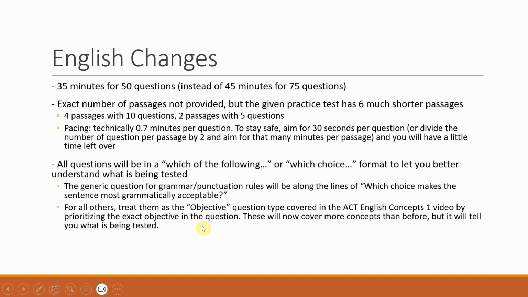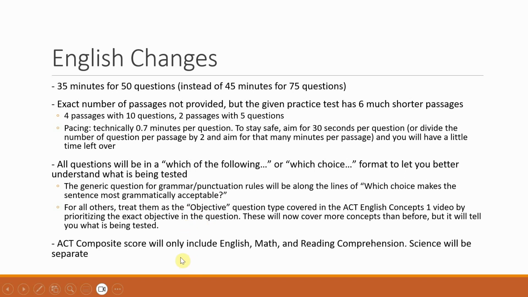The final change is that the composite score that you're going to get for the ACT is now only going to include English, math, and reading. Like I said, science is going to be optional, so to do that, they are making the science score totally separate. So you just average these 3 to get your new composite score.